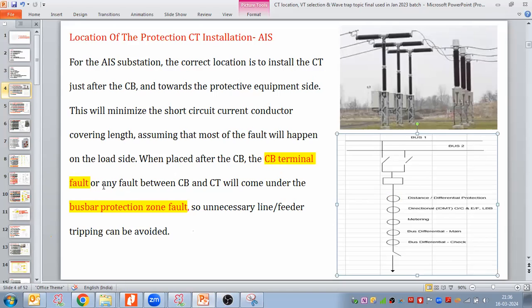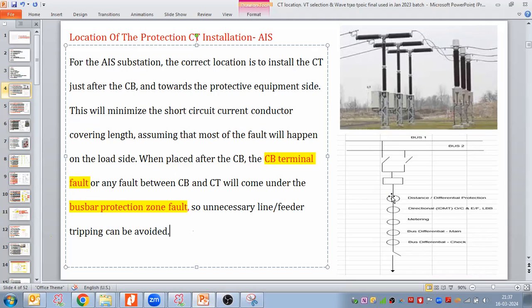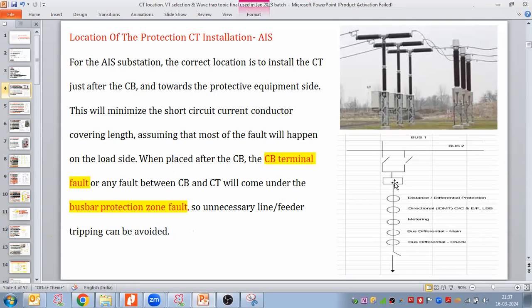The second reason, which is very important, is the circuit breaker terminal fault. The circuit breaker terminal fault, or any fault between the circuit breaker and CT, will come under the bus bar protection zone fault. So the ideal reply to why the CT is after the breaker is: because we wanted to cover the circuit breaker terminal fault, or any fault between the breaker and CT, under the bus bar protection zone fault. Right, Astaki?